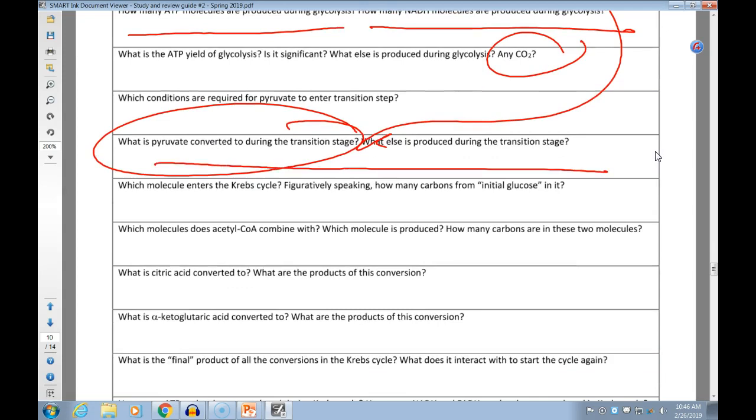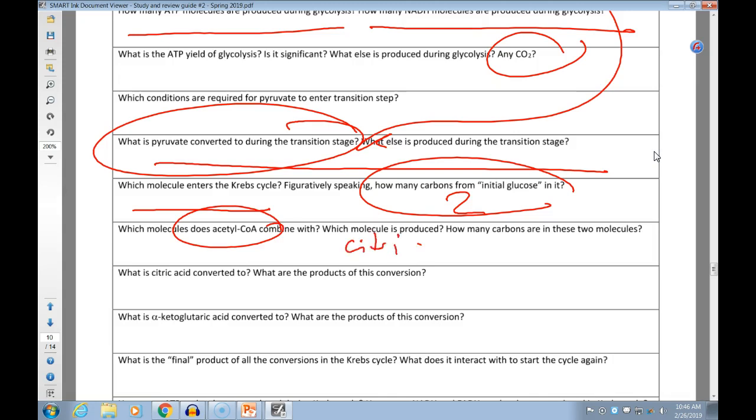Pyruvate is converted to acetyl-CoA during the transition stage, and this molecule enters the Krebs cycle. It contains 2 carbons from the original glucose. Acetyl-CoA combines with oxaloacetate, producing citric acid. So basically we're doing the Krebs cycle. Now we have 2 plus 4 equals 6. Citric acid is converted to alpha-ketoglutaric acid. So we have 5 carbons now. 1 carbon is lost in the form of CO2, and an NADH molecule is produced.